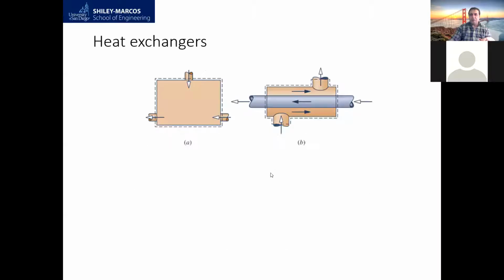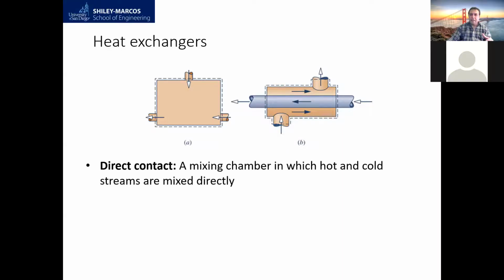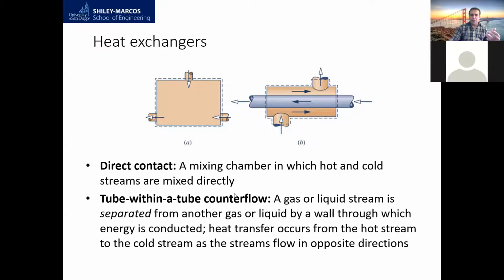This is an example of a heat exchanger. We're going to have a direct contact heat exchanger, a parallel flow heat exchanger, and a counterflow heat exchanger. For figure A, direct contact is a mixing chamber in which hot and cold streams are mixed. Then we have a counterflow heat exchanger because we have a shell and tubes. Within that tube the flow goes in one direction, and then inside the pipe we have a flow going opposite of this. So this is called the counterflow heat exchanger.